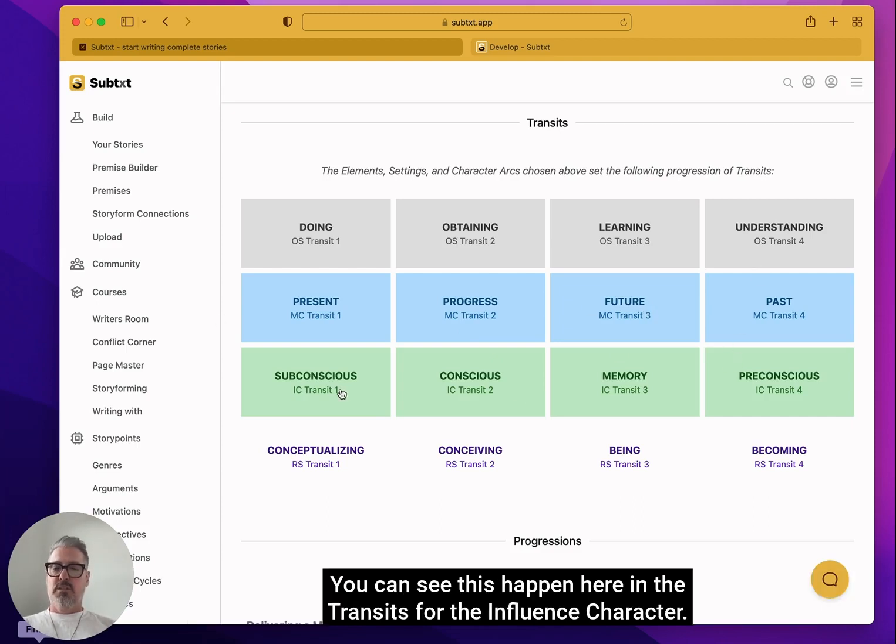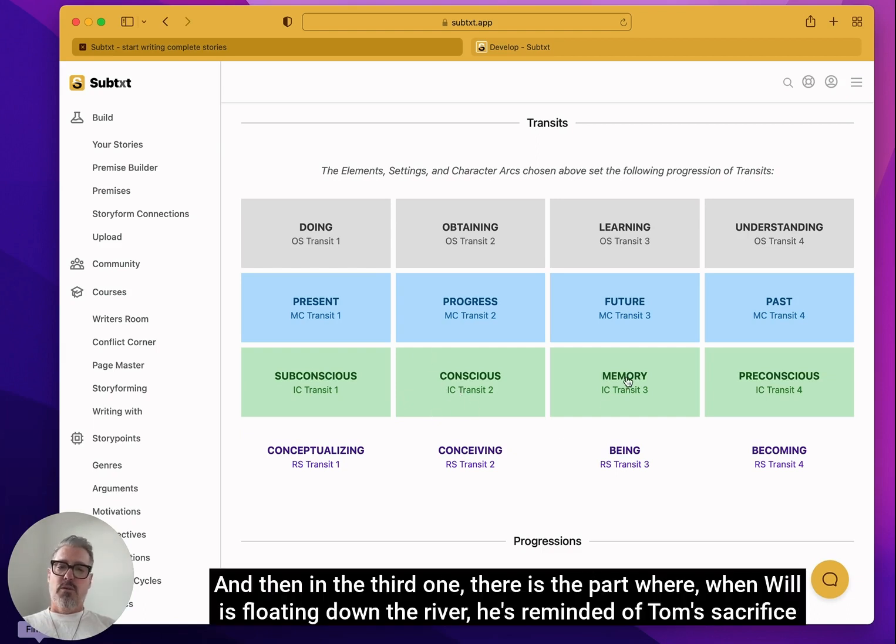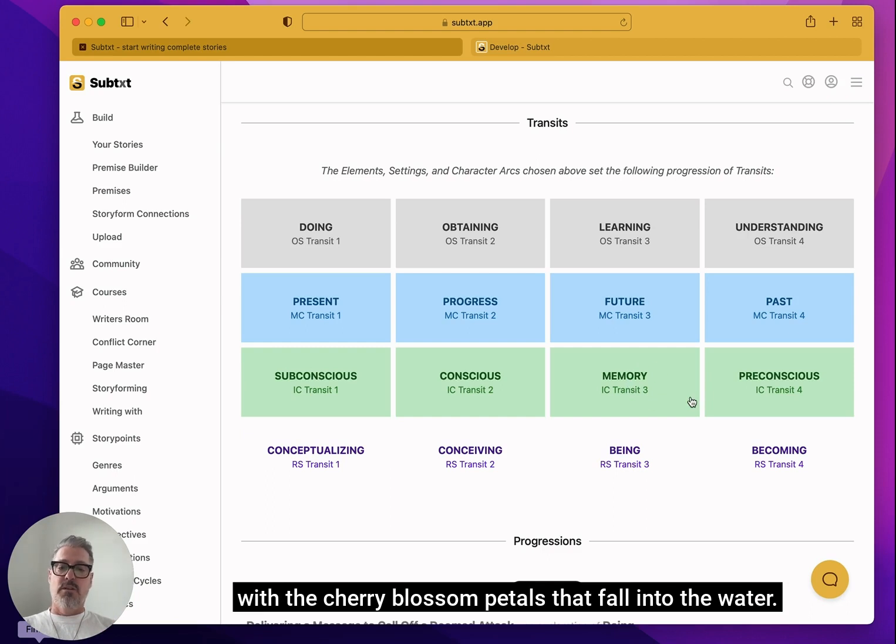You can see this happen here in the transits for the influence character. Tom takes these first 2 and he dies right about here. And then in the 3rd one, there is the part where when Will is floating down the river, he's reminded of Tom's sacrifice with the cherry blossom petals that fall into the water.